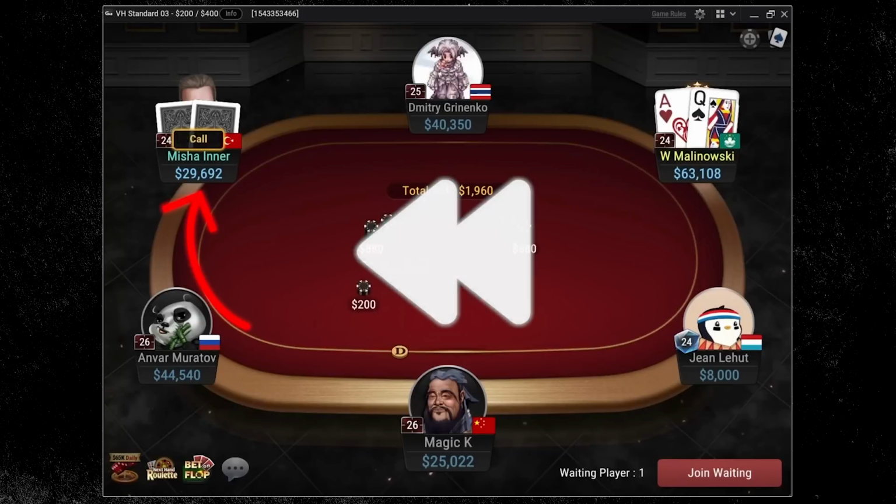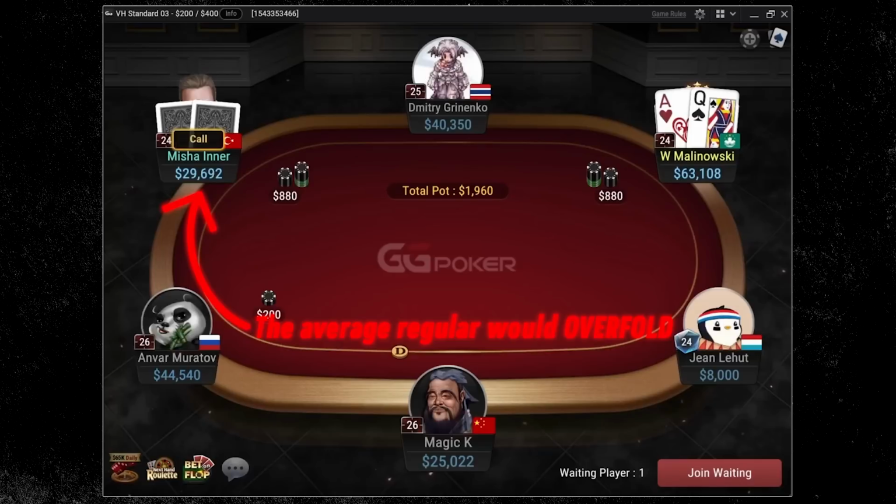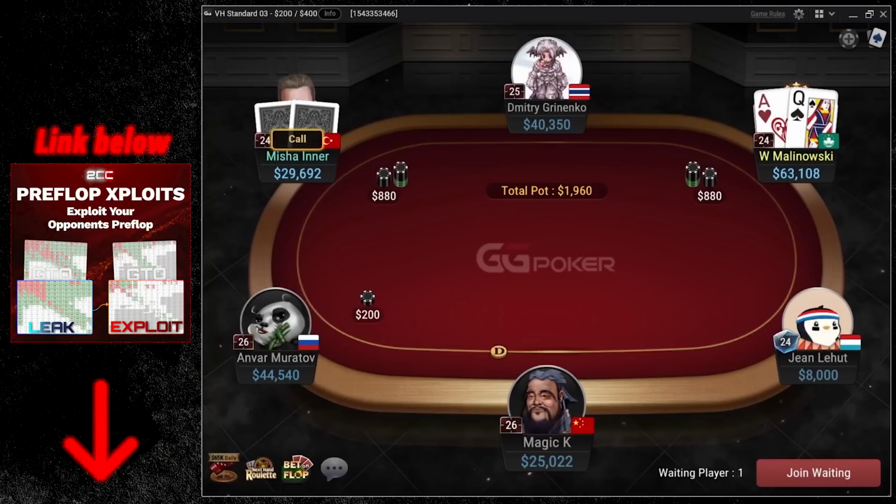In this spot, for example, the average regular on mid-stakes would overfold their big blind against an early position open raise. To find out more about the average player's preflop mistakes, check out my population analysis in Preflop Exploits, which you can find in the link below.